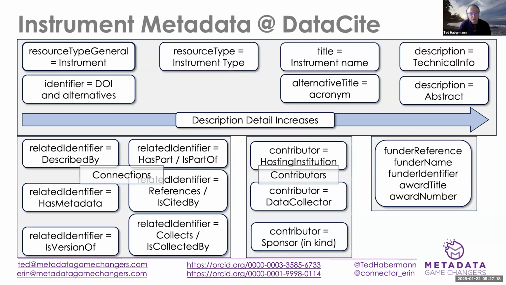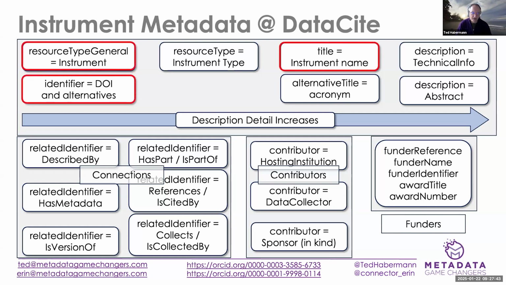This is the funder metadata that exists in DataCite. The name and, critically, the identifier, the award number and the award title are things that connect the instruments. So we have metadata elements across the top here, and then connections to various things across the bottom.